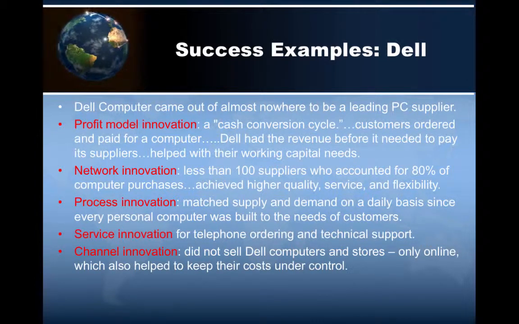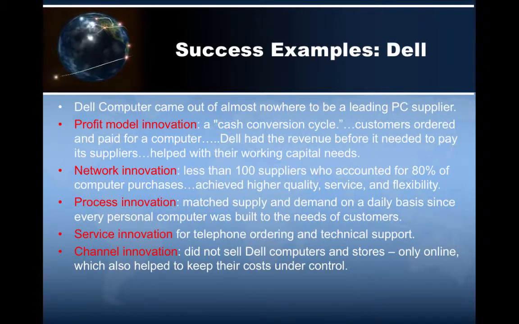Third, they used process innovation. They matched supply and demand on a daily basis, since every personal computer was built to the needs of customers. This was quite a revelation, and it was one of the reasons that early on I became a loyal Dell user. They had service innovation for telephone ordering and technical support.